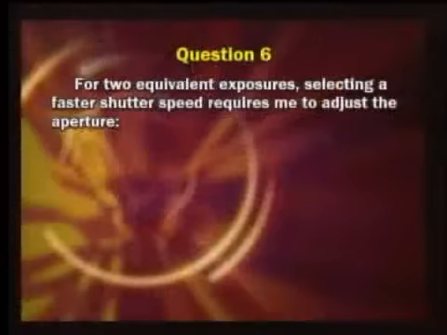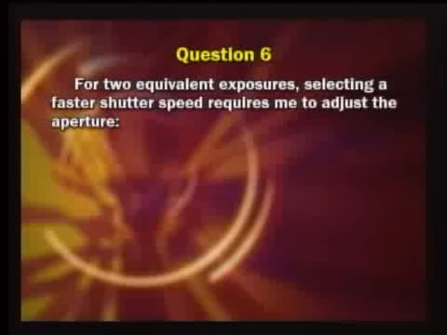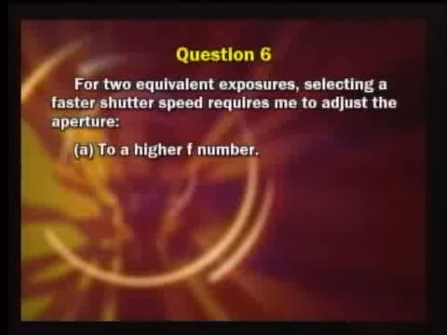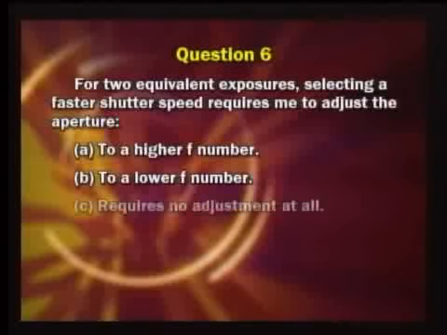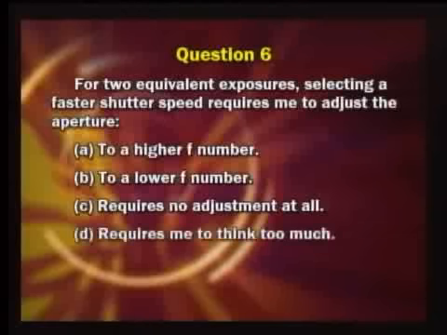Okay, and last question. Okay, here we go. Question 6. For 2 equivalent exposures, meaning the same amount of light hitting the film or sensor, selecting a faster shutter speed requires me to adjust the aperture how? A, to a higher F number. B, to a lower F number. C, requires no adjustment at all. Or D, requires me to think too much.